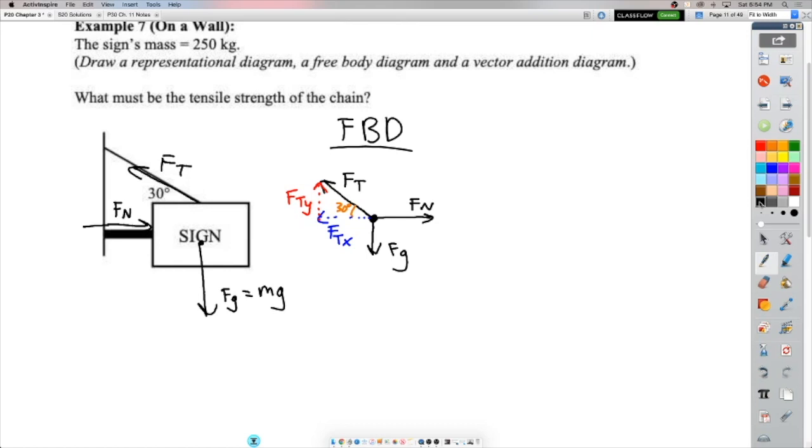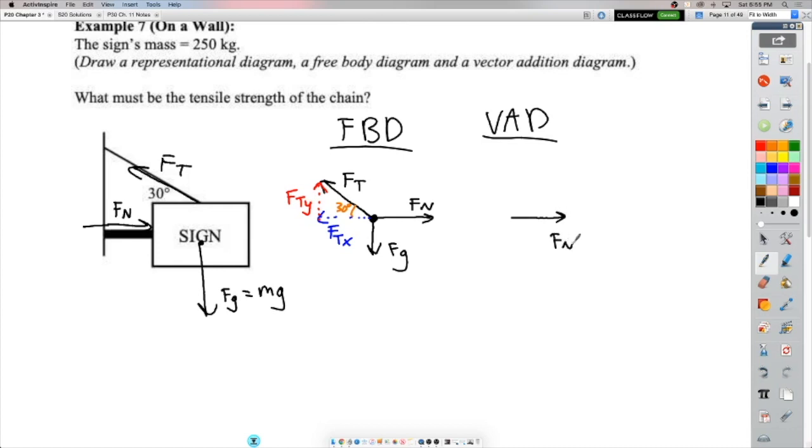Whenever we're doing a Newton's first law question, which signs are a great example of, where do we have to end up on our VAD? Right back where we started. There can't be a net force. So once we add all the vectors up, if we ever end up looking like there's going to be a net force, we messed something up if we know the object's not accelerating.